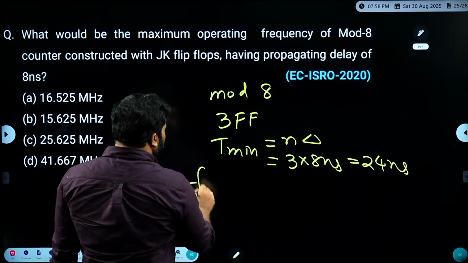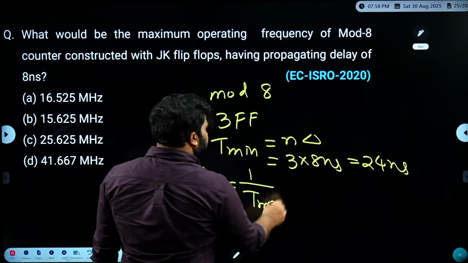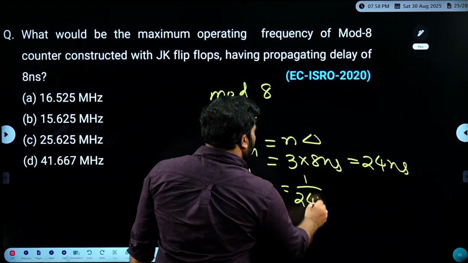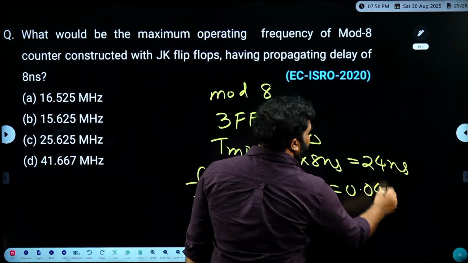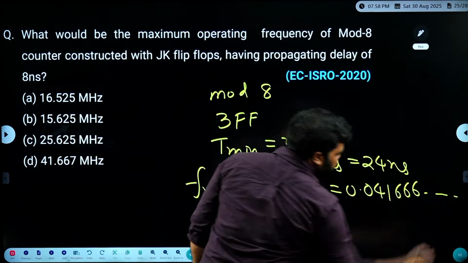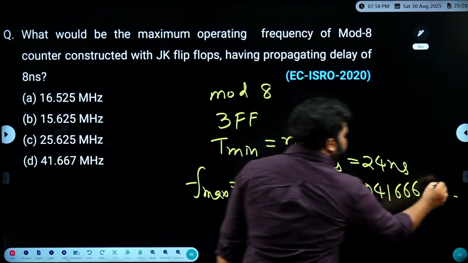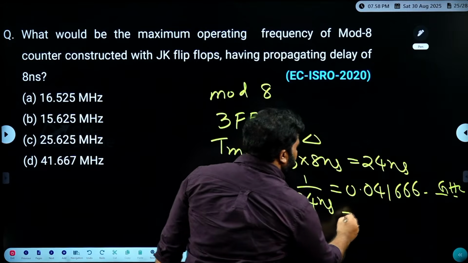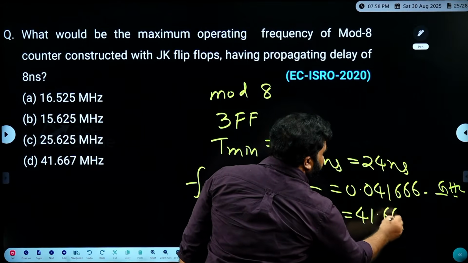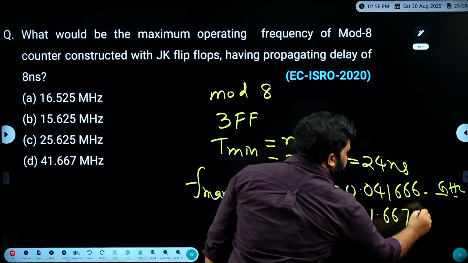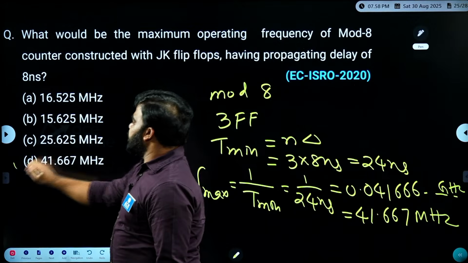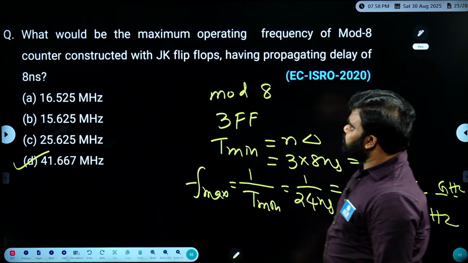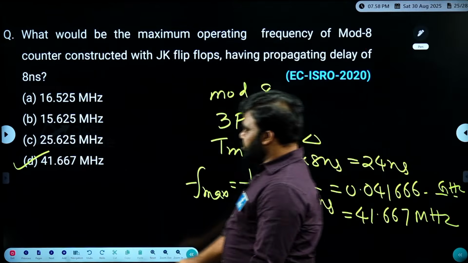Now the maximum clock frequency is 1 by T minimum, which is 1 by 24 nanoseconds. It equals 0.041666 and so on gigahertz. Then it equals 41.66, approximating to 41.67 megahertz. So it is going to be 41.667 megahertz. Now let us see the next question.